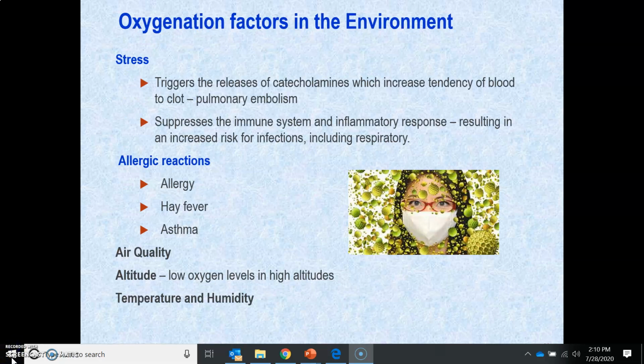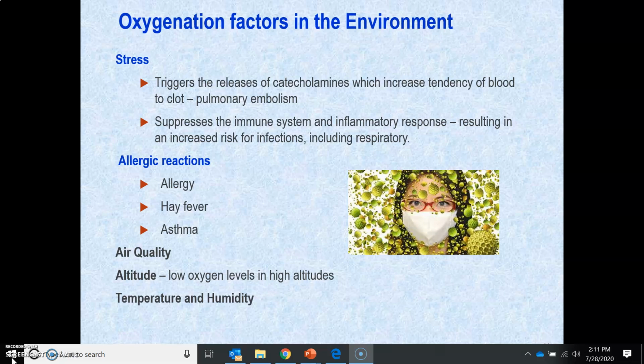Other factors that impact oxygenation we know about: stress, allergic reactions, air quality, altitude, all impact our oxygenation status. Stress triggers the release of catecholamines, which increase the tendency to blood clot. So therefore, a lot of stress puts you at risk for emboli or pulmonary emboli. Stress also suppresses the immune and inflammatory system, resulting in an increased risk for infections, including upper respiratory infections, flus, colds, those kinds of things.